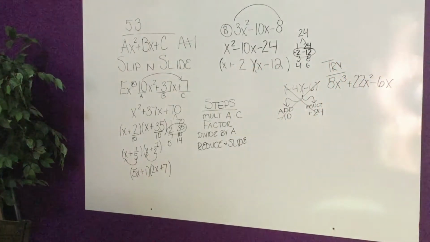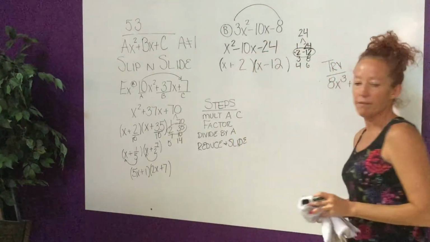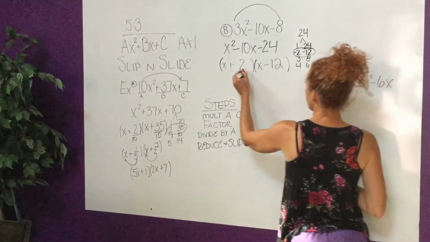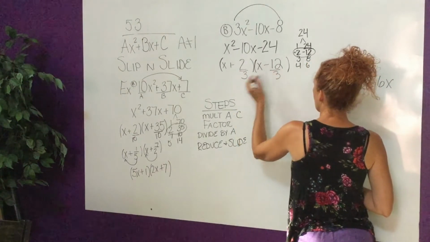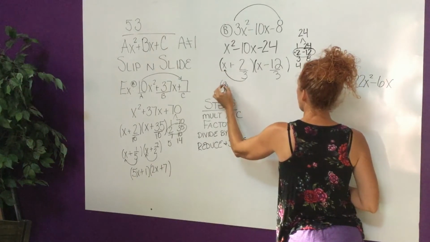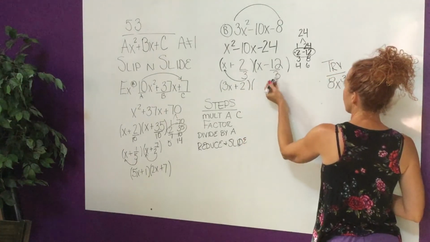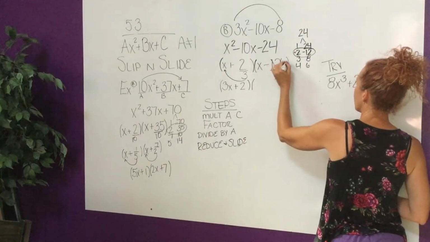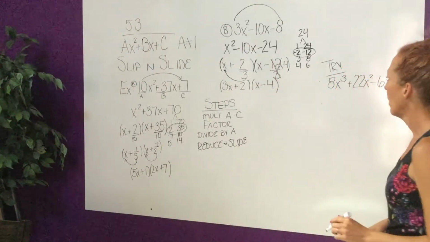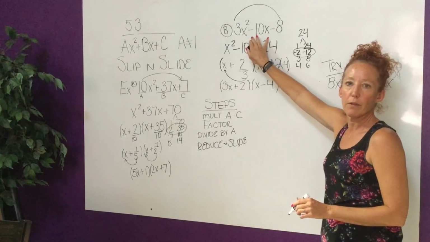Since I multiplied by that 3 to make my problem easier to factor, I need to divide by that 3 to undo what I have done. This cannot be reduced, so the 3 slides to the front. This can be reduced. 12 divided by 3 is just 4, and there's nothing to slide to the front. And if you FOILed this, you would end up with what you started with.